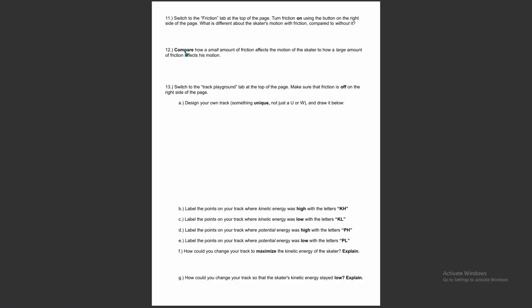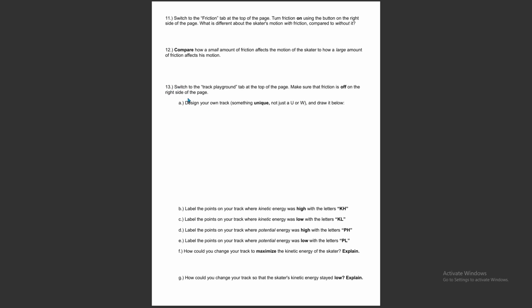Question number 12. Compare how small friction affects the motion of the skater to how large amounts of friction affect his motion. You're comparing both small friction to motion and how a large amount of friction compares to motion. So make sure your answer includes how friction helps or slows down or speeds up motion.